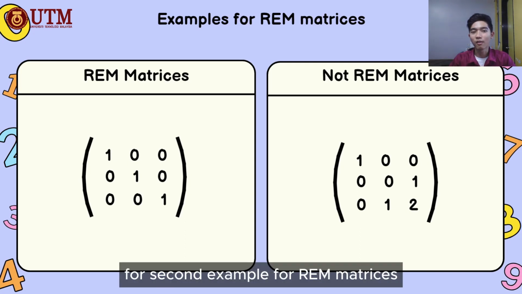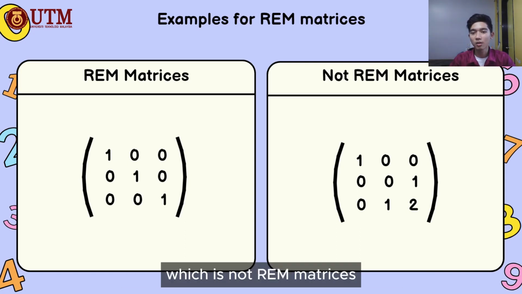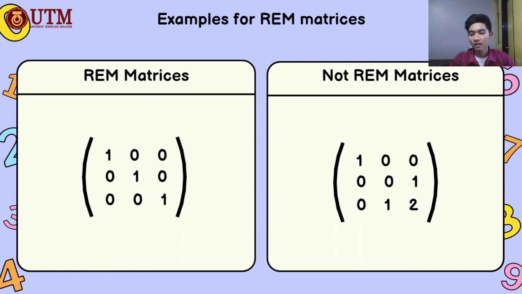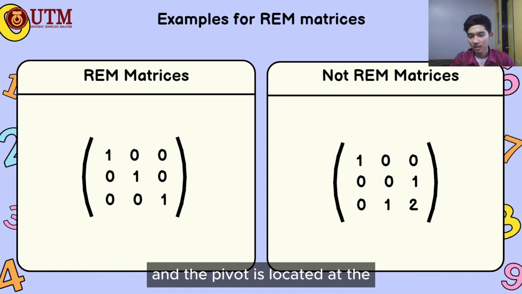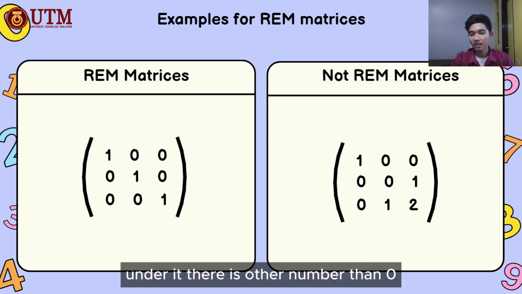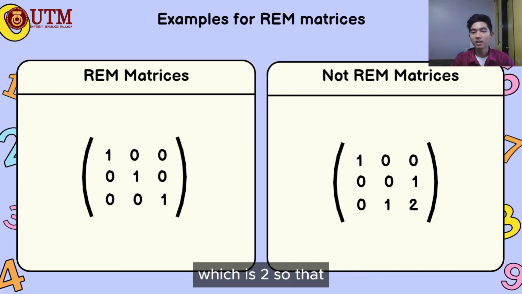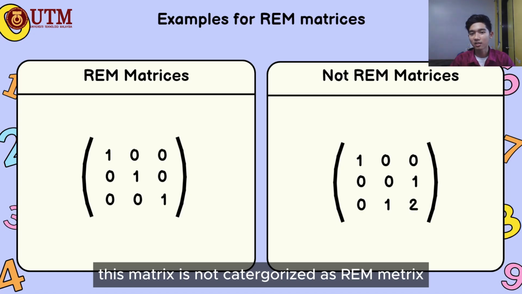For the second example, which is not a REM matrix, there is a leading entry on the first row, located at the leftmost of the row, which is 1, and the pivot is located at the rightmost of the matrix, but under it there is a number other than 0, which is 2, so this matrix is not categorized as a REM matrix.